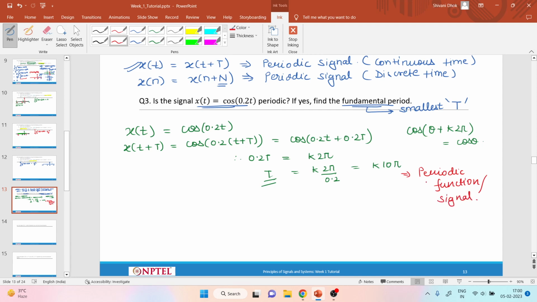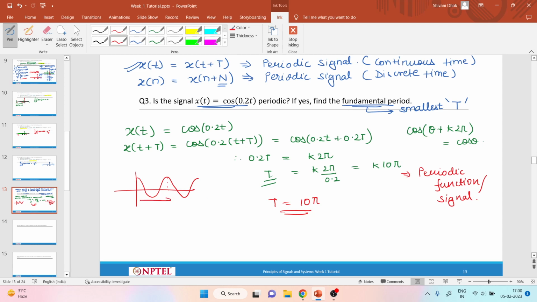But what will be its fundamental period? It will be T equal to 10 pi, because this is the smallest value that we can have. Else it will be 20 pi. Like if a signal is periodic with a period of 10 pi, it will also be periodic with a period of 20 pi. That is, if I'm having this sinusoid, something like this, this cos.